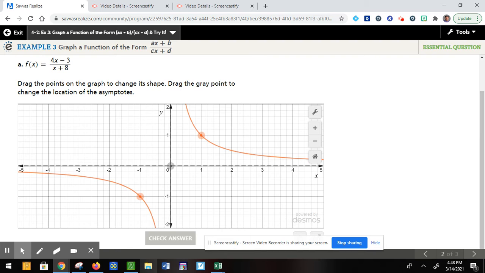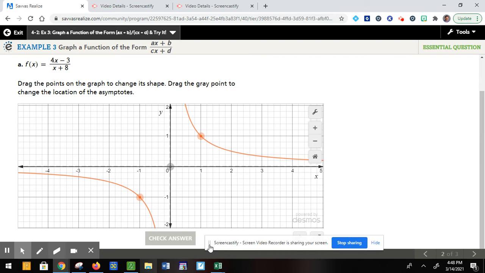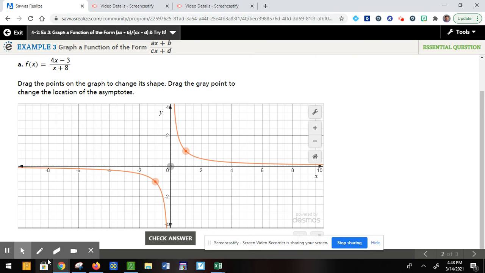4x minus 3 over x plus 8. This is very similar. The denominator here is x plus 8. So if I set that equal to 0, I get x is equal to negative 8. So x equals negative 8 is the vertical asymptote. We're going to zoom out to make that fit. So the vertical asymptote's right there.